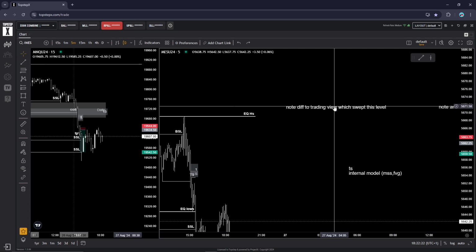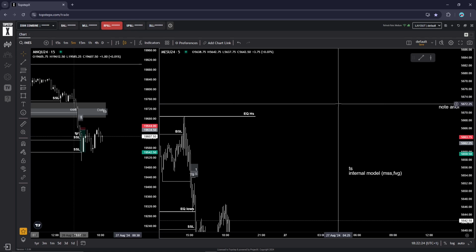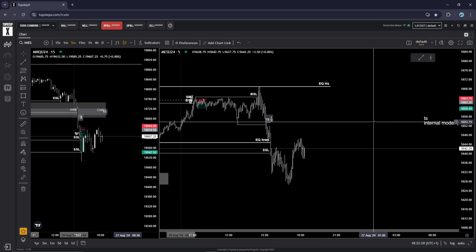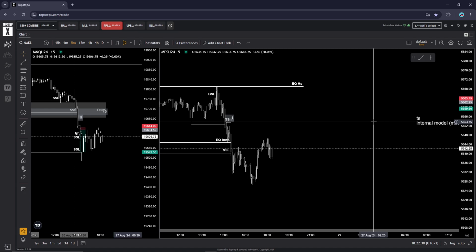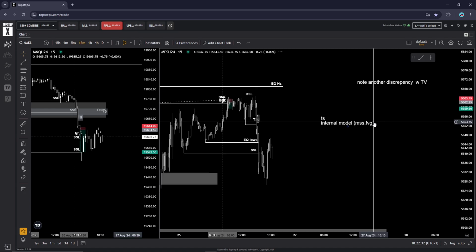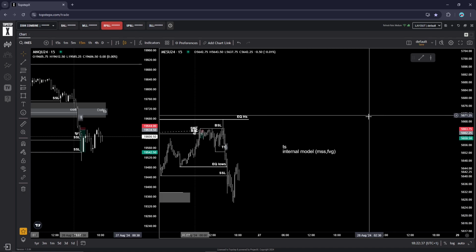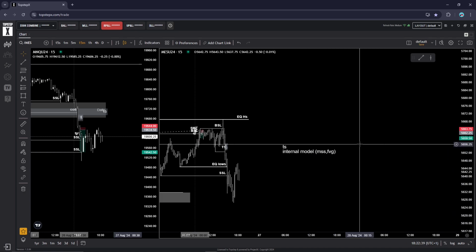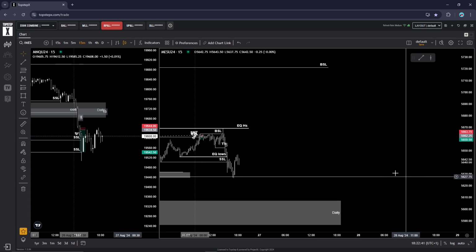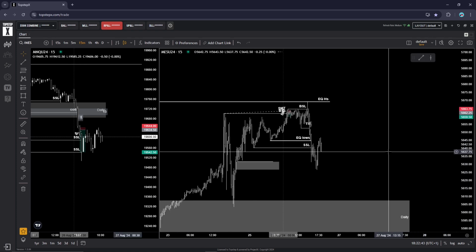Yeah, so there's a difference on TradingView, which I'm gonna look into. If anyone knows anything, or I just need to look into it myself. Is Topstep the broker just trying to manipulate people, or is it TradingView just being scuffed? Internal model, yeah. So that's pretty much all the trades that I made today.